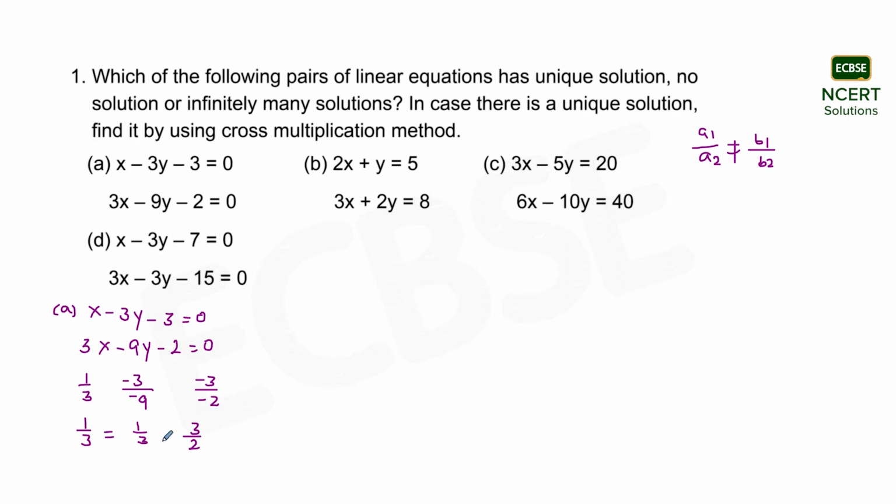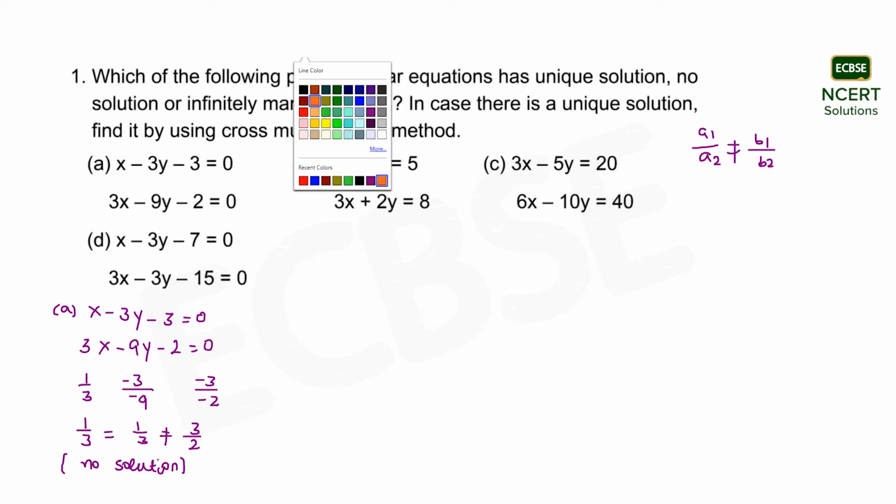So, as we are clear from here, A1 by A2 comes out to be equal to B1 by B2 but not equal to C1 by C2. And as we know, whenever such a condition arises, that is A1 by A2 is equal to B1 by B2 but not equal to C1 by C2, then the pair of linear equations are said to have no solution. That is, there exists a pair of parallel lines. So, no unique solution has been obtained, so we won't proceed further, right?